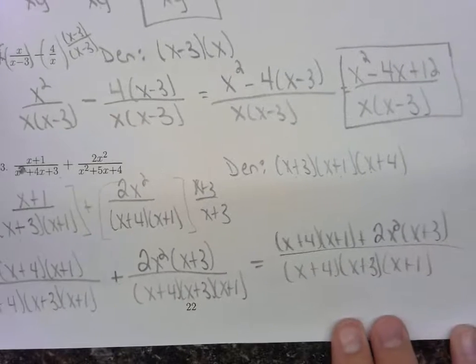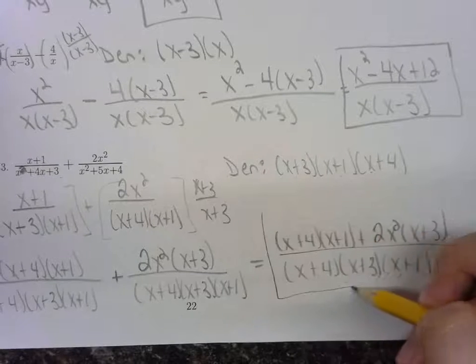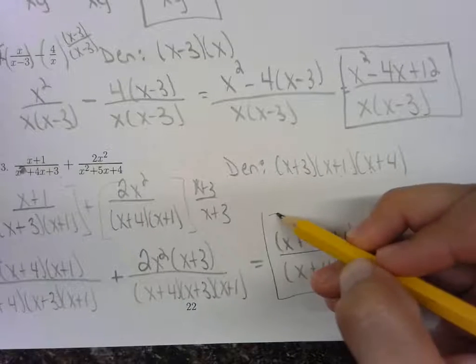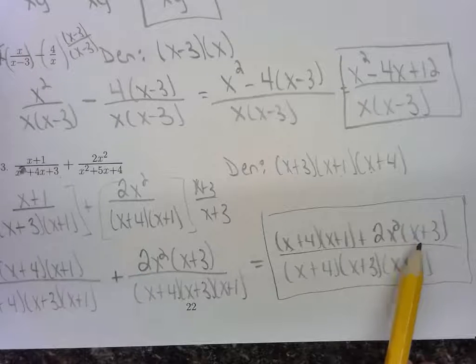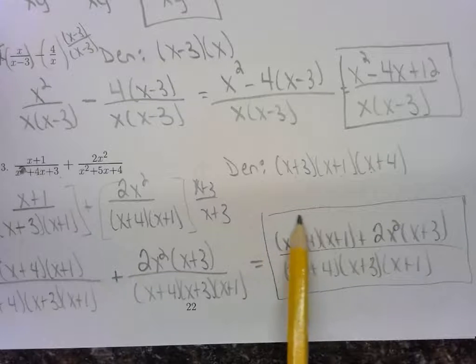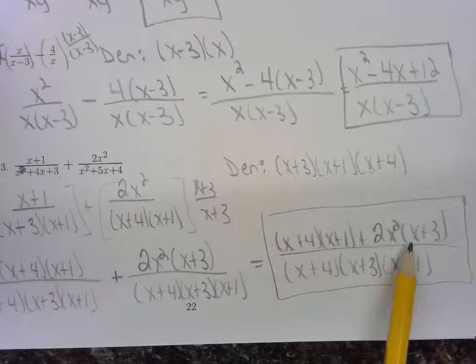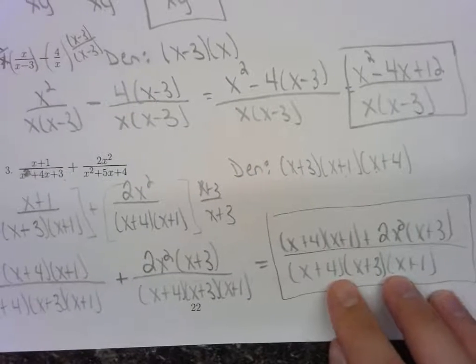So we've run out of room. I'm going to stop there. We could make this look a little simpler. We would have to distribute this, so this would become x squared plus 5x plus 4 plus 2x cubed plus 6x squared. So the numerator would become a cubic polynomial. We're just going to leave this alone. I know you guys know how to simplify that.